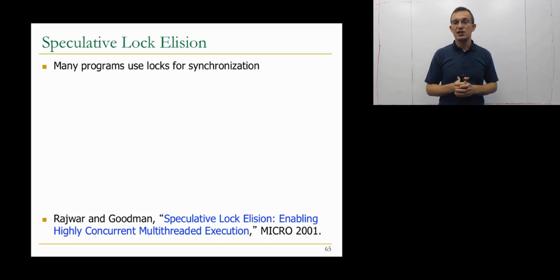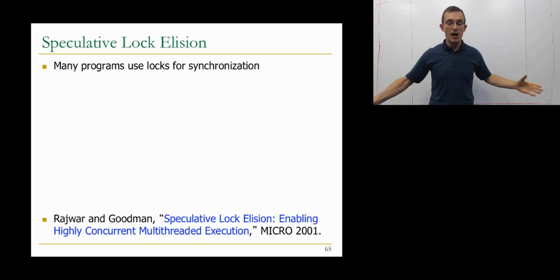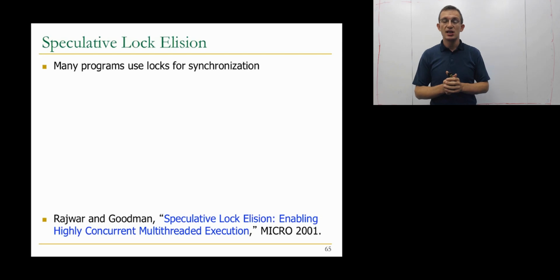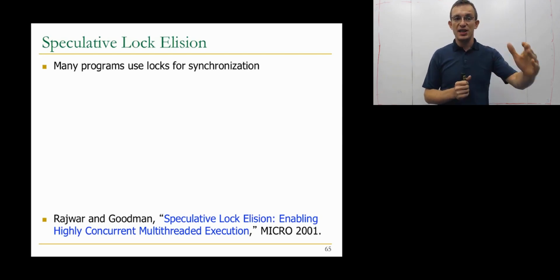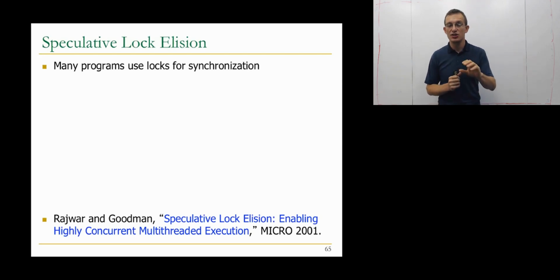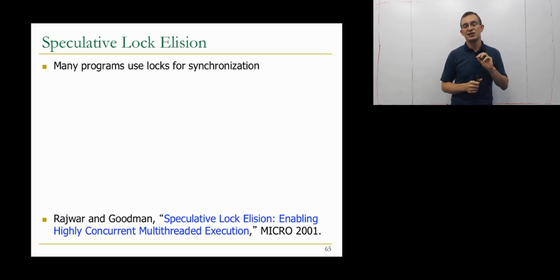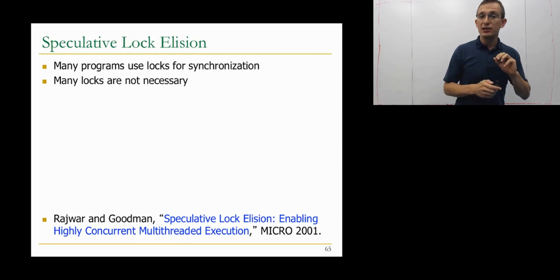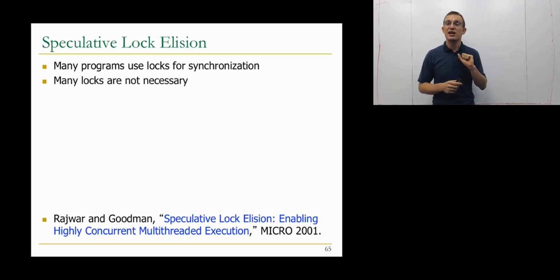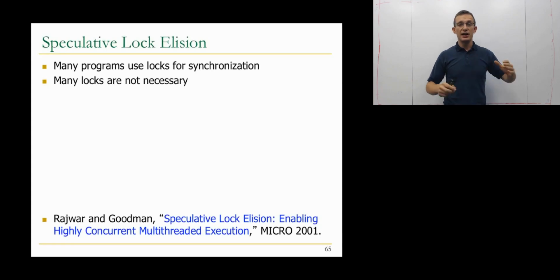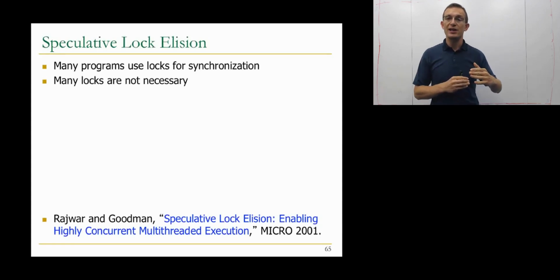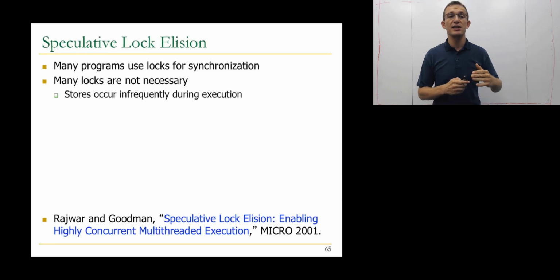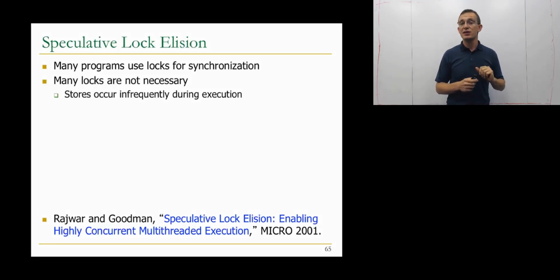Actually, there are other synchronization constructs like barriers and also pipeline parallel stages. And these synchronization constructs can also benefit from similar ideas, and I'll let you think about how to apply these similar ideas that I'll discuss to those synchronization constructs. And many locks, the observation is that many locks are actually not necessary. They're there for correctness, preserving correctness, but these locks are not necessary. They do not need to serialize execution.